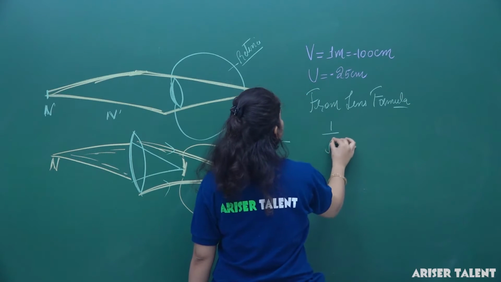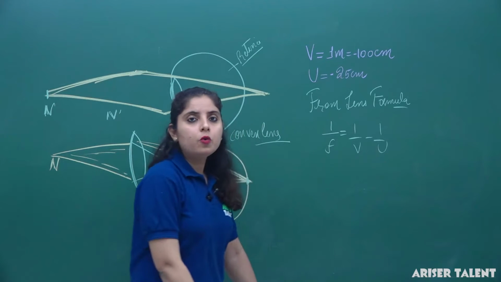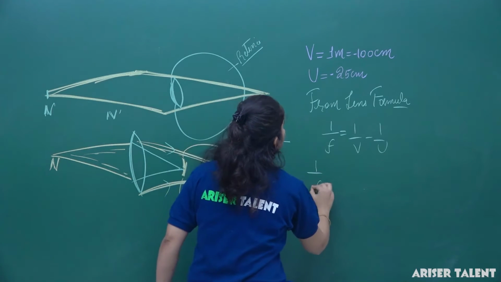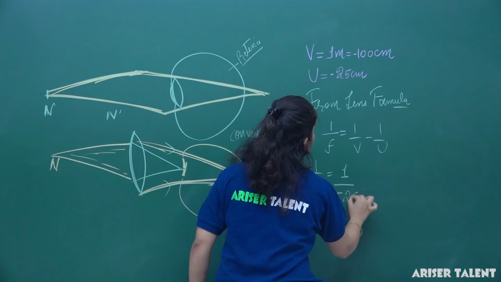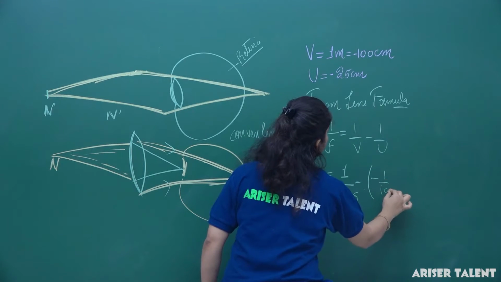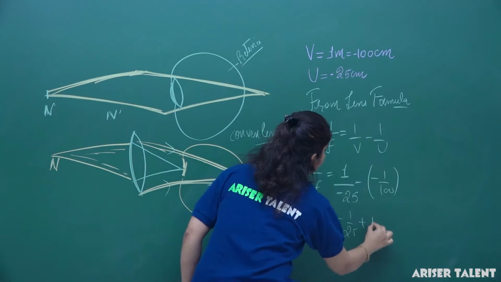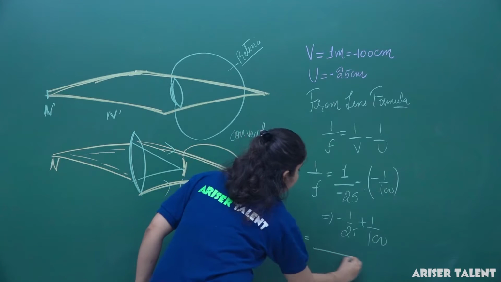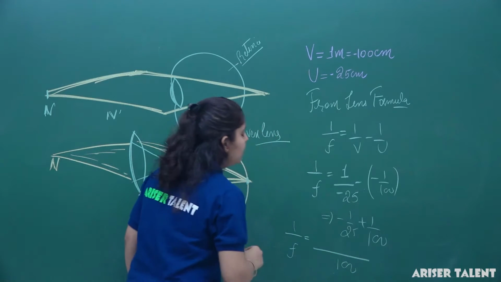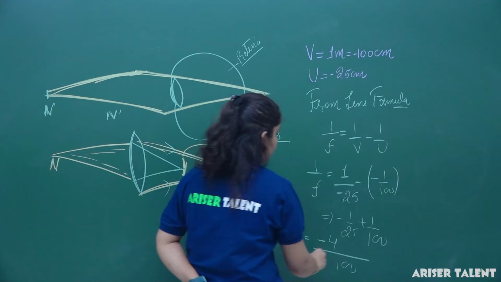The lens formula is 1 upon f equal to 1 upon v minus 1 upon u. 1 upon f will be equal to 1 upon minus 25 minus 1 upon 100, and this came out to be minus 1 upon 25 plus 1 upon 100. Okay, so 1 upon f will be equal to 100 here. Here it came out to be 4.